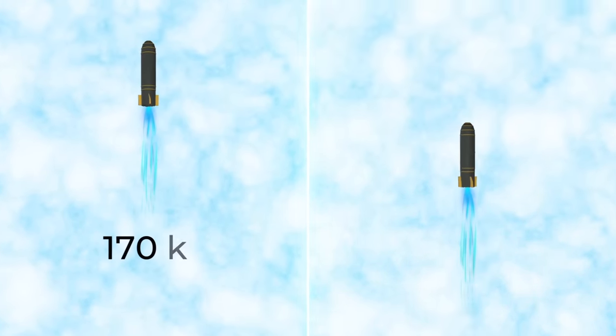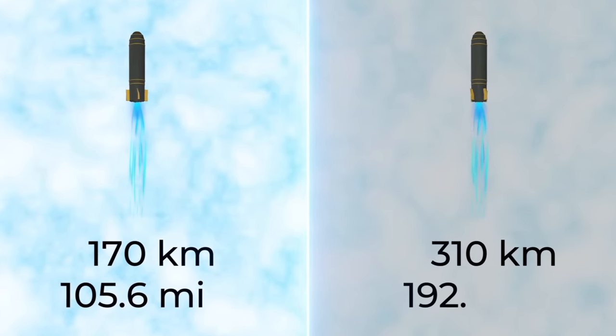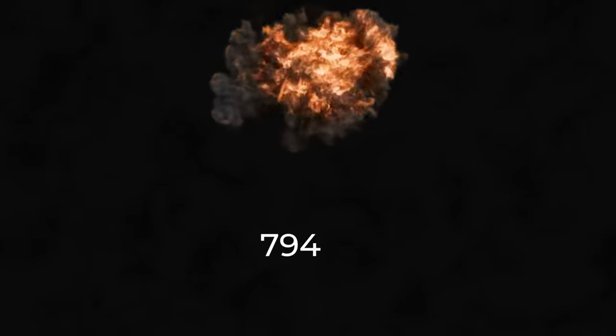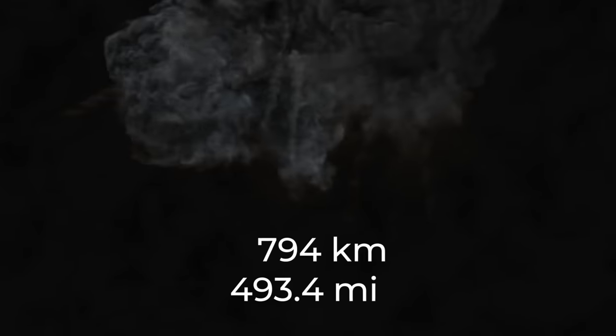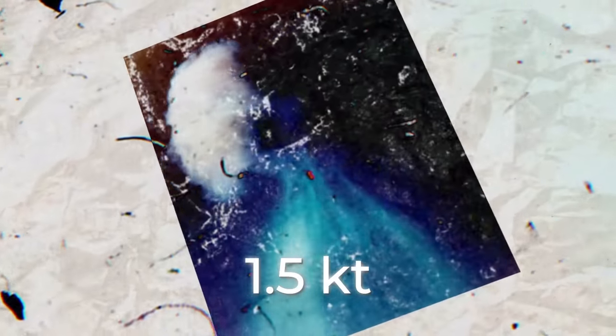One of them was Operation Argus, a series of covert U.S. nuclear weapons tests over the Atlantic Ocean. The explosions were carried out at different altitudes in August and September of 1958. The first two warheads managed to fly 170 kilometers, or 105.6 miles, and 310 kilometers, or 192.6 miles, above the Earth. The third exploded at an altitude of 794 kilometers, or 493.4 miles. But the launched shells weren't powerful enough to cause any damage. All three W-25 nuclear warheads had the same blast power, only 1.5 kilotons each.